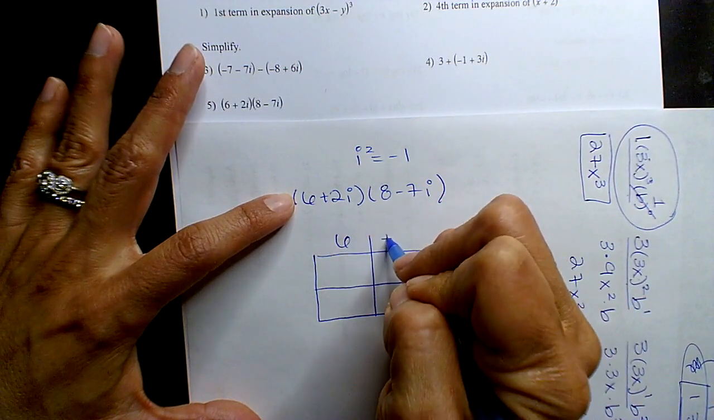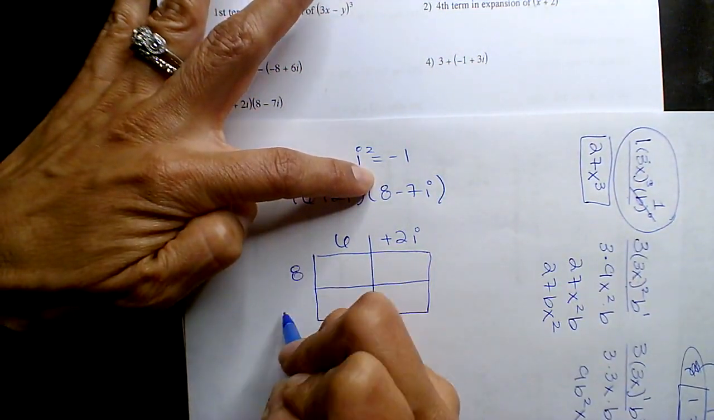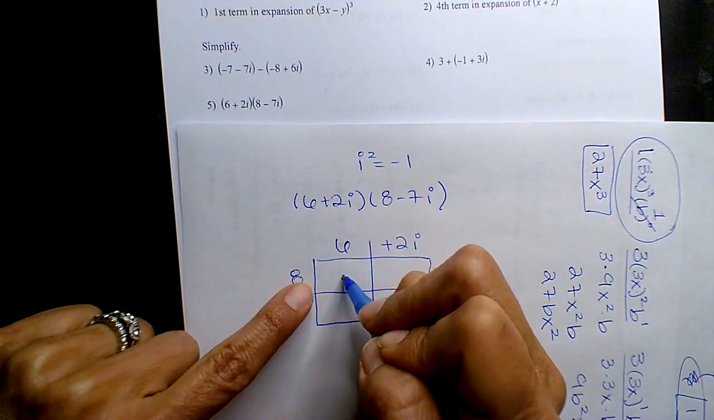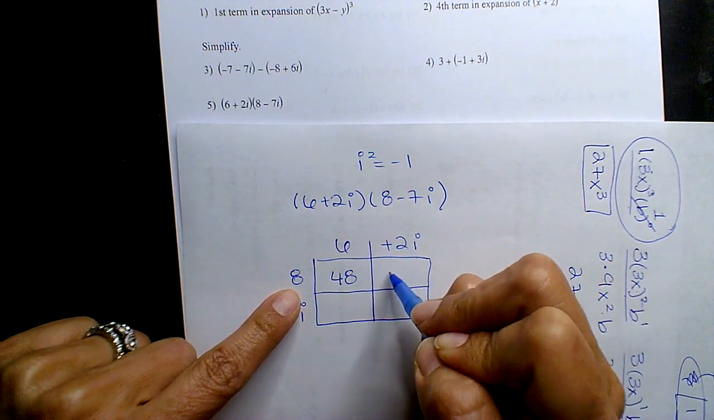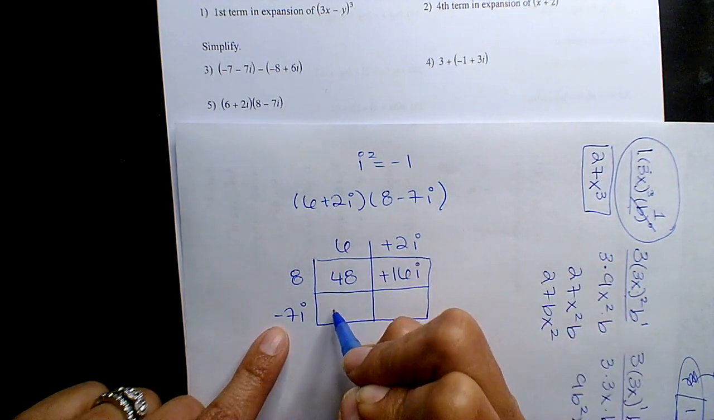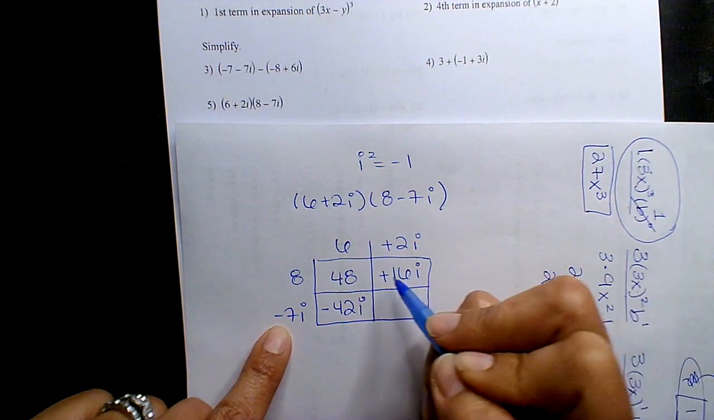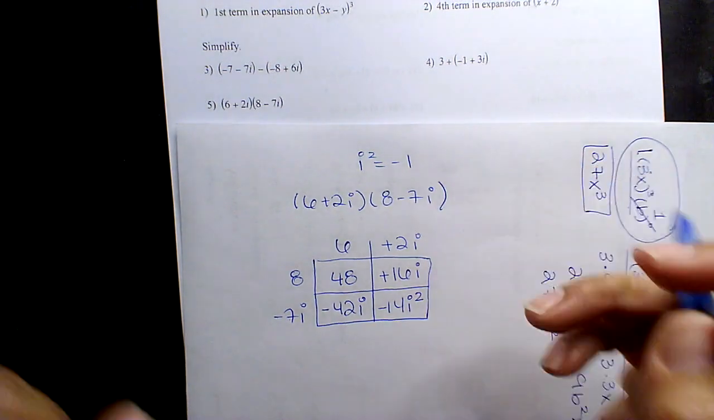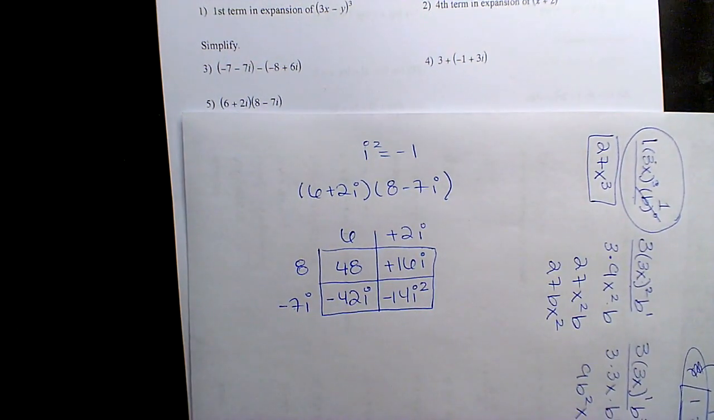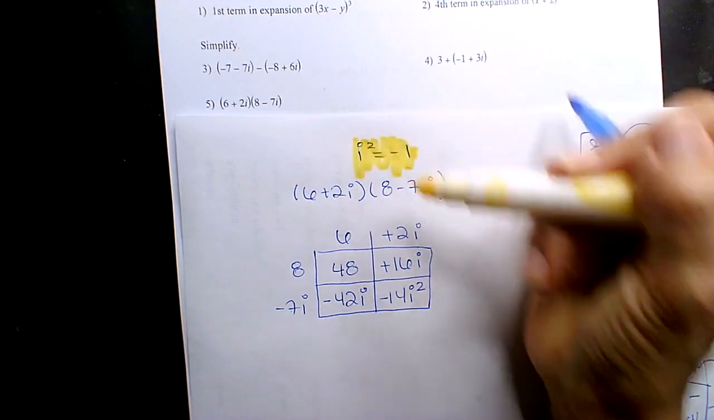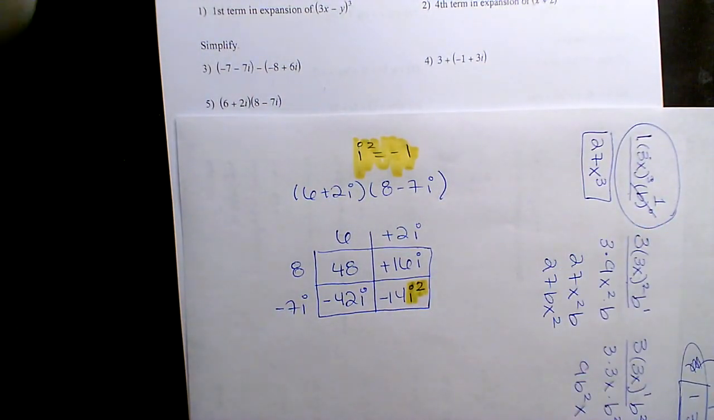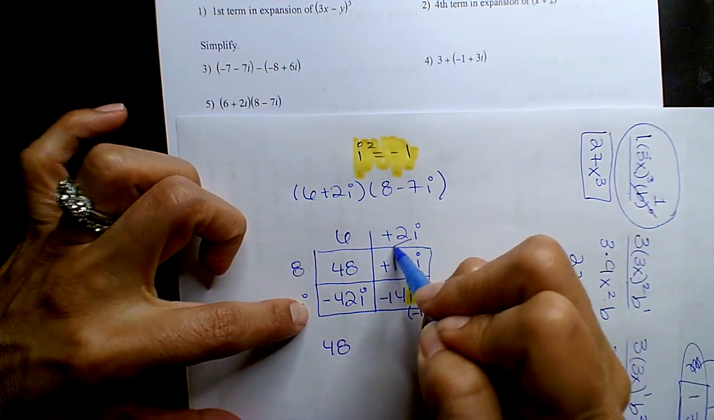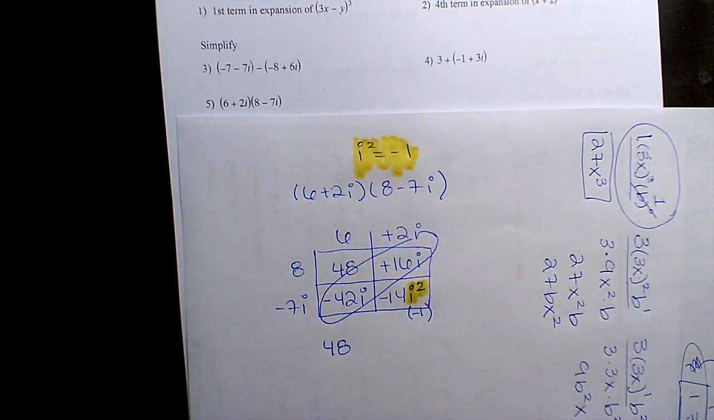Okay, 6 plus 2i, 8 minus 7i, and just go ahead and multiply, right? The product is a cell of row times column, so 48, 16i, negative 42i, okay, negative 7, positive 2, negative 14i squared. But remember, i squared is equal to -1, right? So we can substitute. So this right here is going to turn into a positive because this is -1. So what do I have? 48, negative 42i plus 16i.